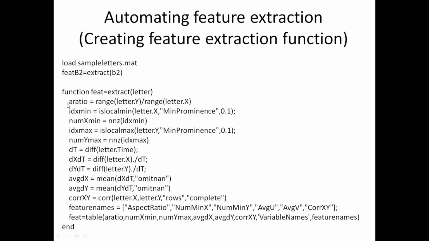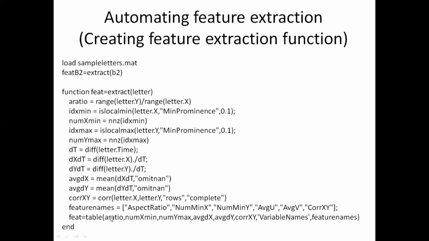So the main part of the code is just loading the data, and then this extract is the function that I am going to write, that will extract the features from the data B2. B2 is the data that I am getting from this sample letters.mat. So extract is the name of the function that I am writing here. This B2 goes as input to this extract function, and it calculates the different features.